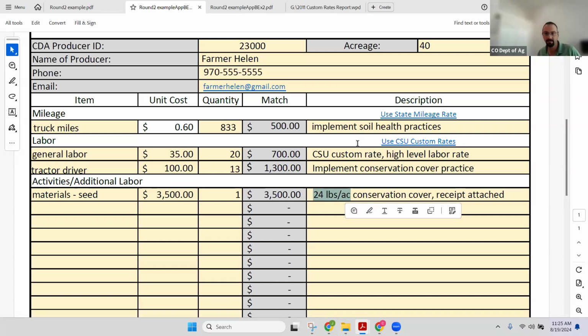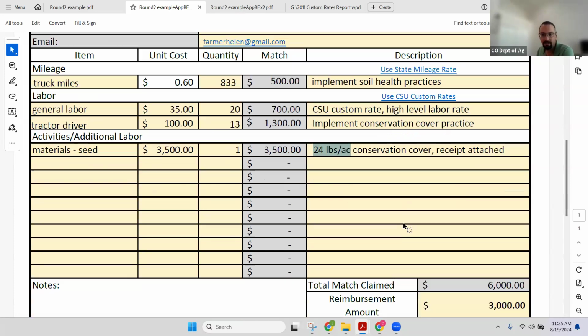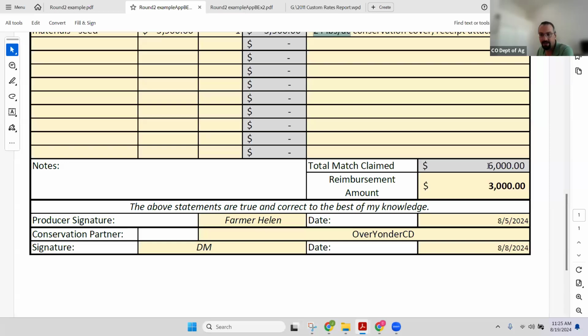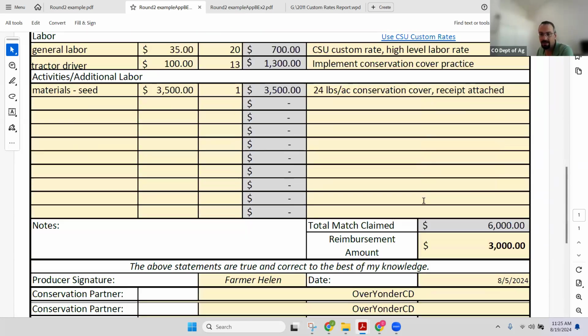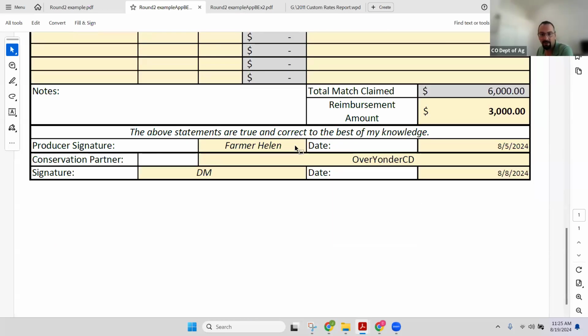Very simple. Let me talk to you real quick about the next one, I'll show you the rate sheet. So this one was really simple. So down here that totaled up to 6,000, we pay 1-to-1, 50% of that. At 40 acres, it all works out. So Farmer Helen signed it and so did the district manager. Pretty clear, right? Okay, the explanation is on the grant guidelines, Appendix B.